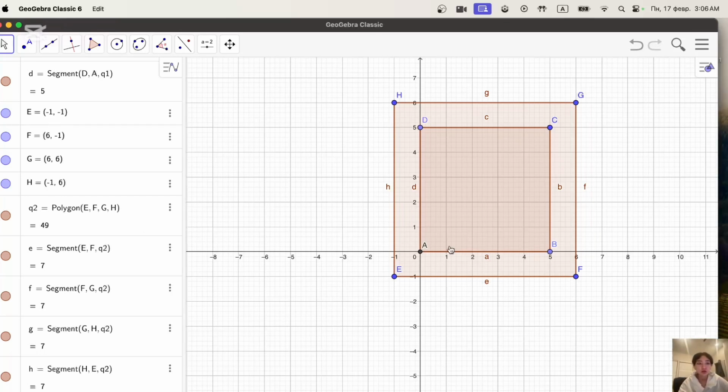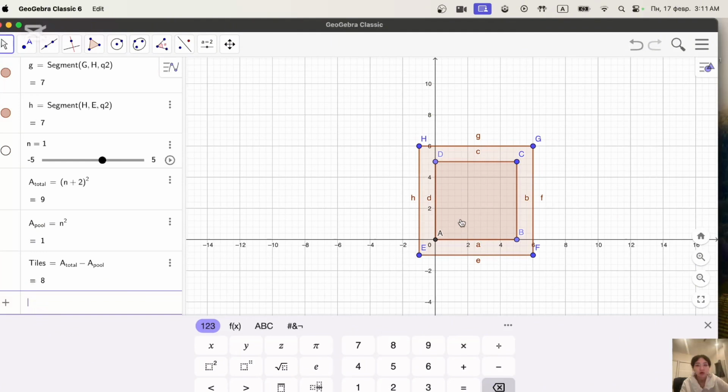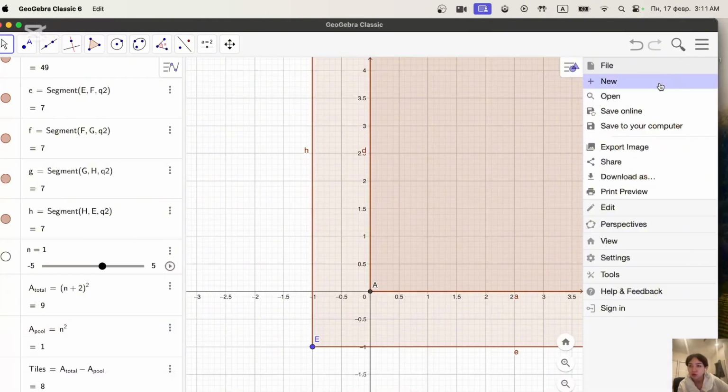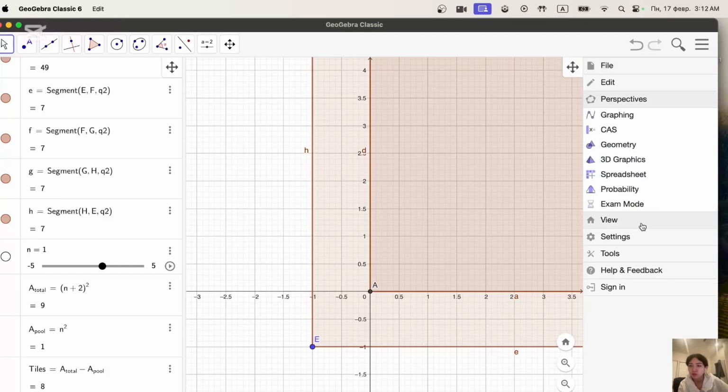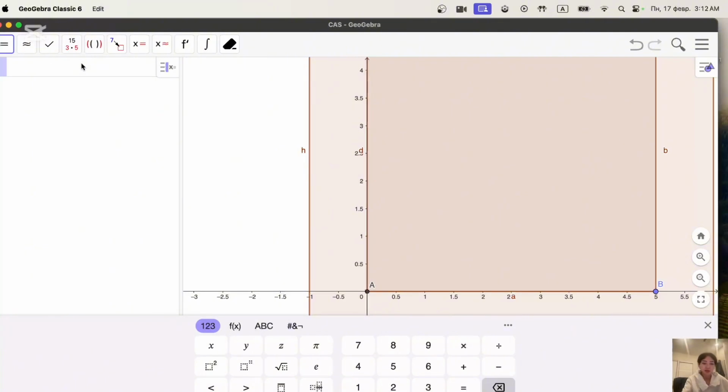So now we could calculate our tile area. View into algebra. Expand. And 2.